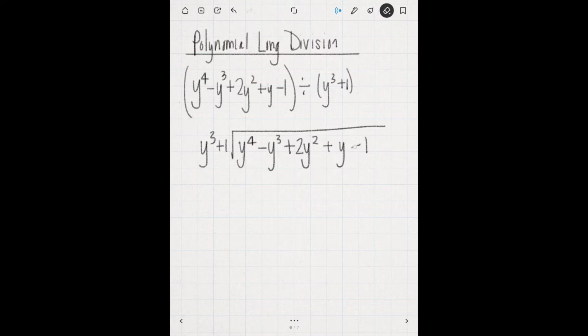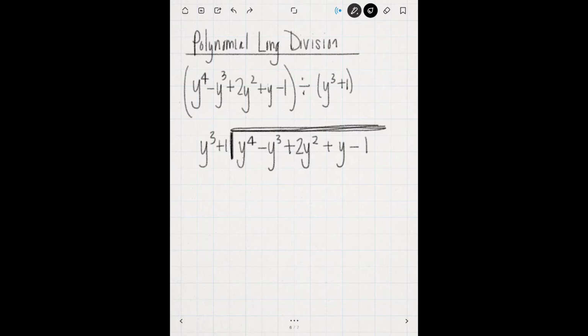So, a couple things you want to notice. And this will apply more in the second problem than it does in here, but just note there's a place for every power. So y to the fourth, y cubed, y squared, y to the first, y to the 0 essentially. So you want to make sure that there's always a placeholder in this part underneath.